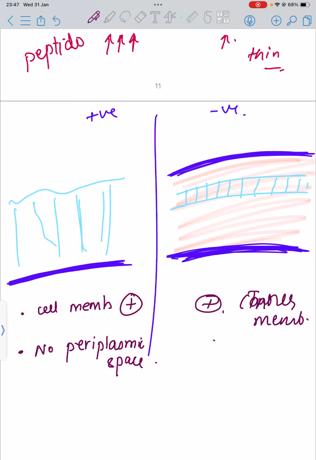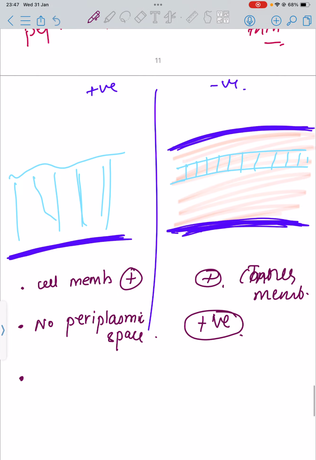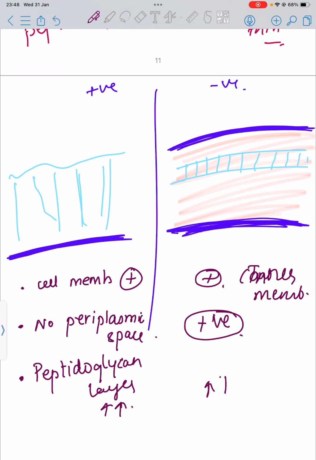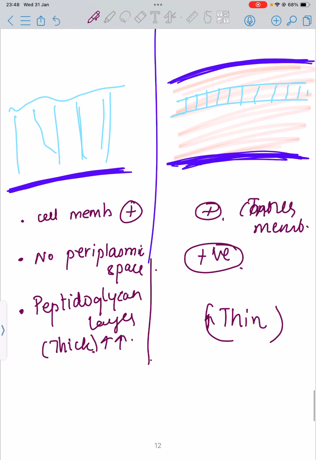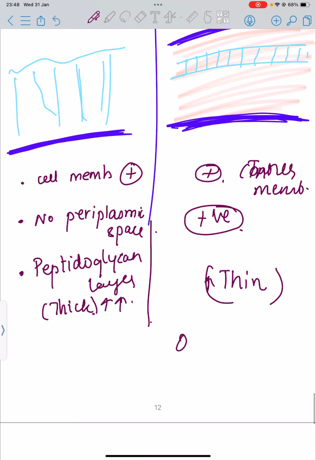In case of gram negative, there is periplasmic space present. The peptidoglycan layer is thin here, and here it is thick. Now what else? Outer membrane present here, outer membrane absent here.